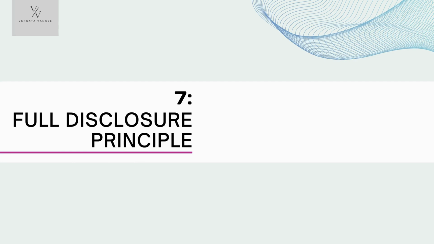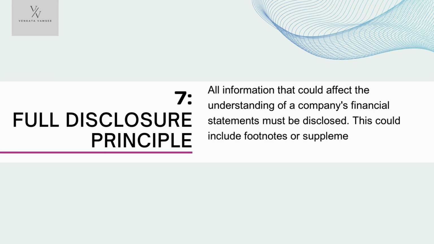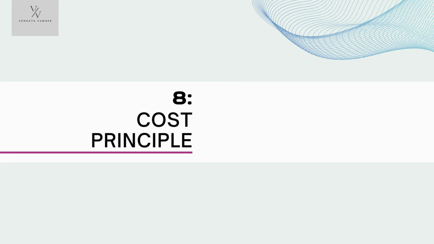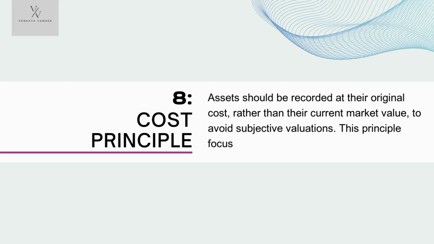7. Full disclosure principle. All information that could affect the understanding of a company's financial statements must be disclosed. This could include footnotes or supplemental data to explain specific items. 8. Cost principle. Assets should be recorded at their original cost rather than their current market value to avoid subjective valuations. This principle focuses on objective and verifiable data.